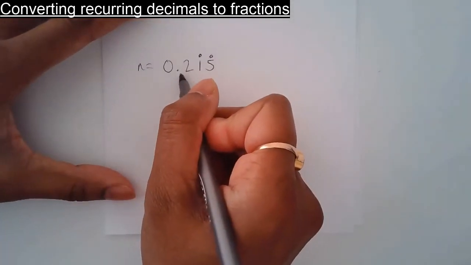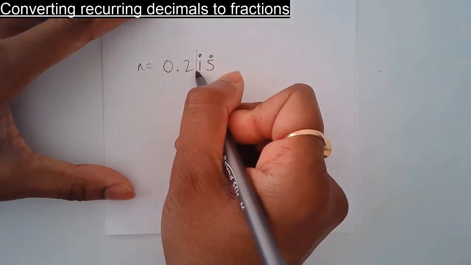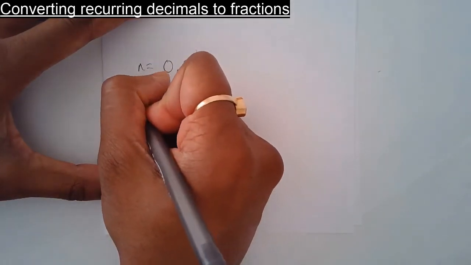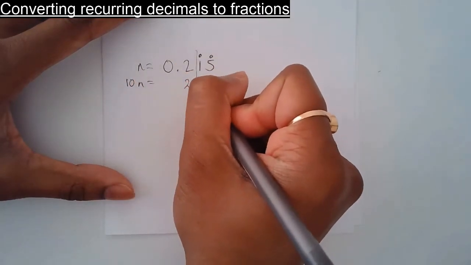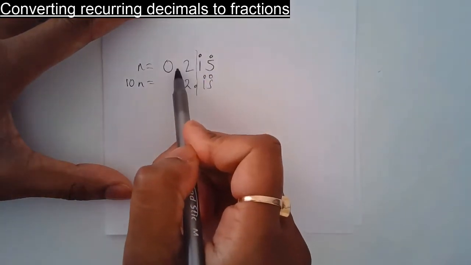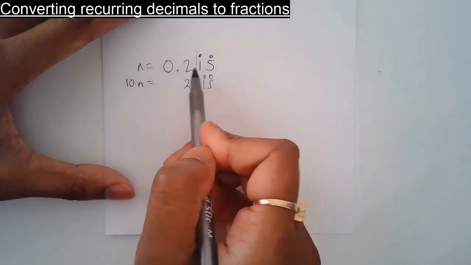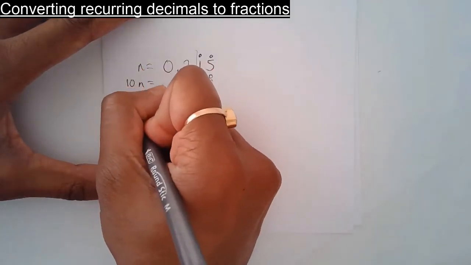Move the decimal point to a place just before it starts recurring. That's going to be 1 place to the right only. So that multiplied by 10. Do the same on the other side, so that will be 2.15 recurring. Now I need to move that decimal point to the very, very end. That's 1, 2, 3 places to the right, which means multiply by 1,000.